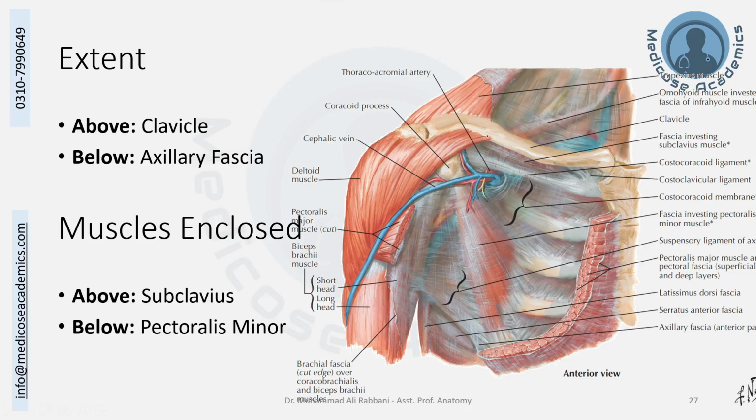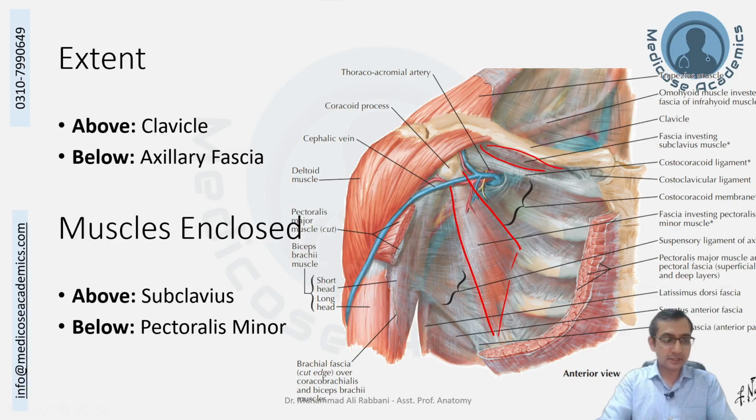Above, it is starting from the undersurface of the clavicle right here. Below, it is being inserted on the fascia of the axilla. And the medial aspect is attached to the ribs right here. And the lateral aspect is again going to the axilla and the muscles there. It encloses two muscles within it. Here there is the subclavius muscle and here there is the pec minor muscle. These two muscles are embedded within the clavipectoral fascia.